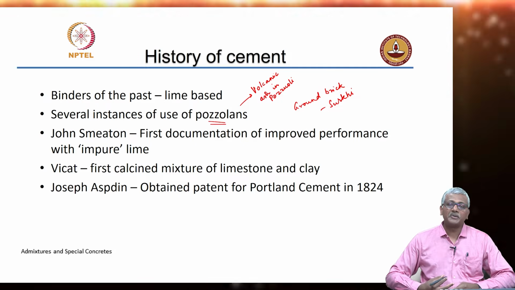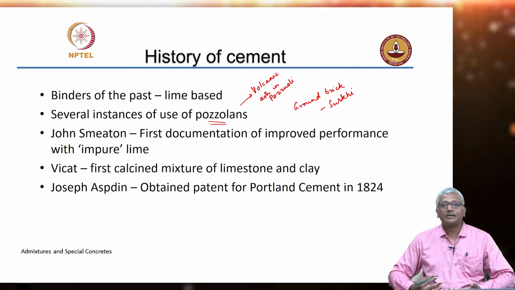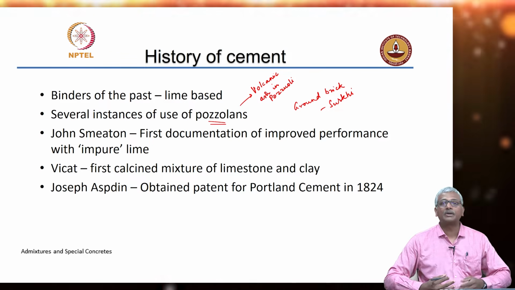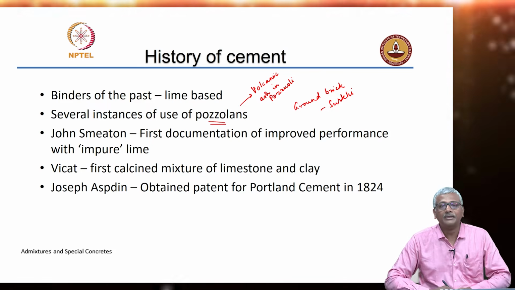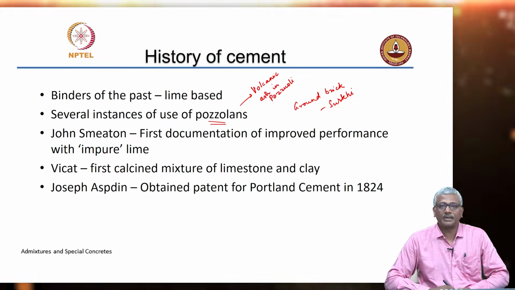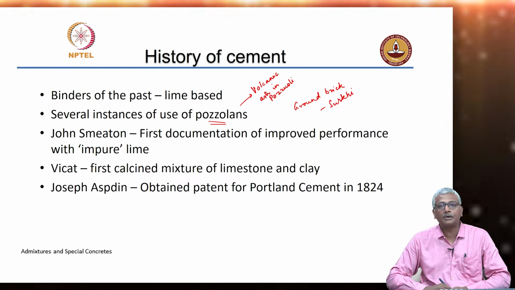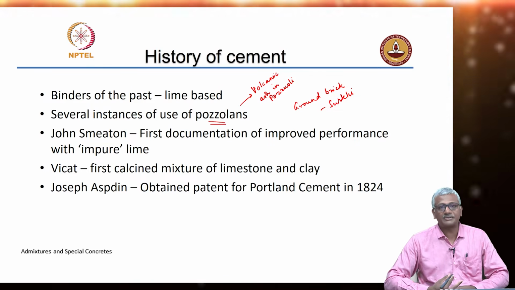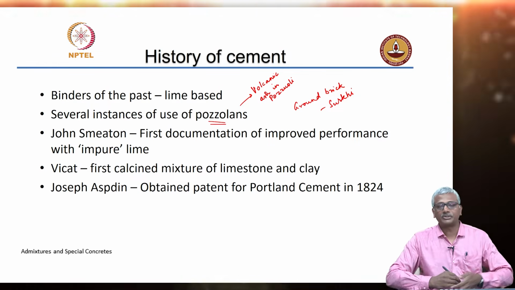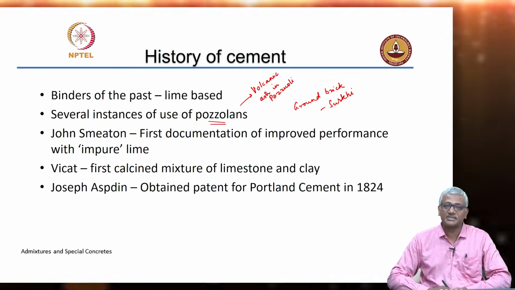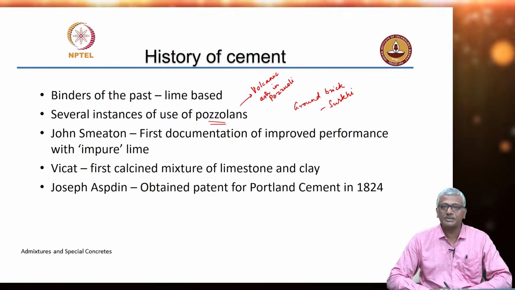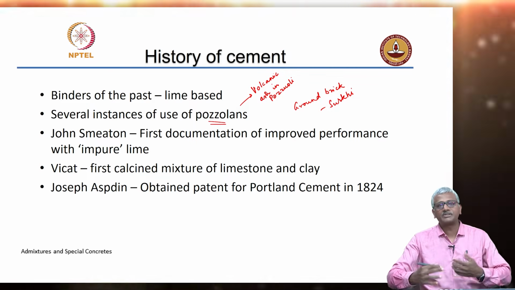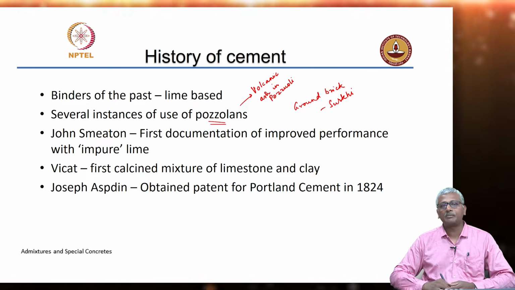Now, John Smeaton, I don't know how many of you know this, he is considered to be the first civil engineer because he was the first one outside of the military arena to really undertake construction. And he constructed a lighthouse tower in the UK in 1756, and that's considered to be the first structure constructed by a civil engineer, and that's where he used this impure lime and he found that it was quite beneficial.